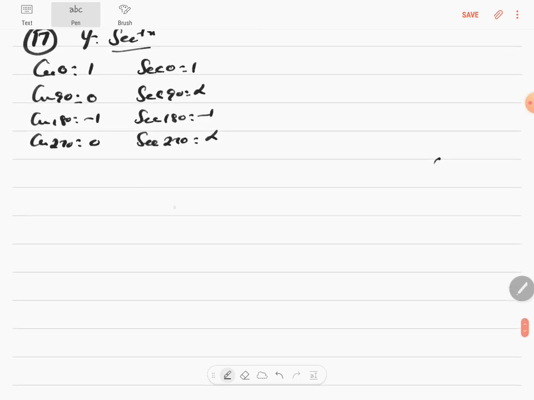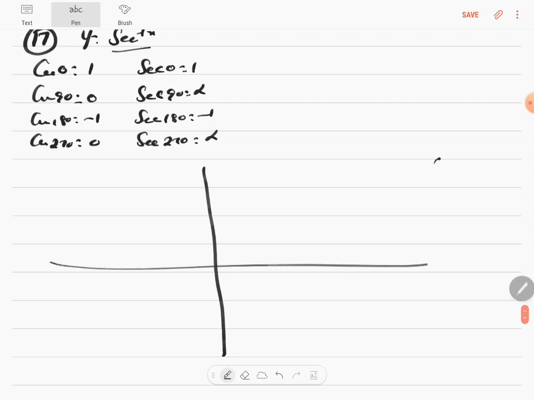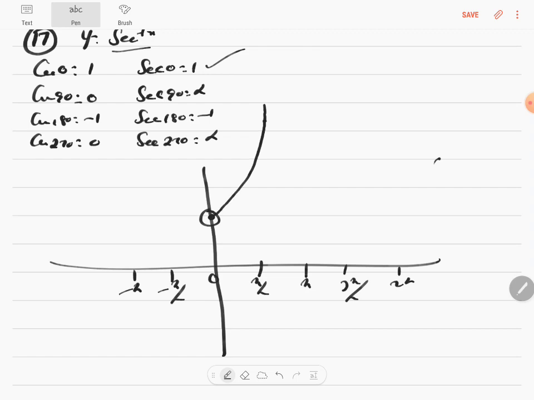And so then like this, we're going to do a graph. This is 0, this is pi by 2, pi, 3 pi by 2, 2 pi. And this is minus pi by 2, minus pi, and so on. And you know at secant 0 it gets to 1. At secant 90 it gets to infinity. So then therefore it's going to become like this.